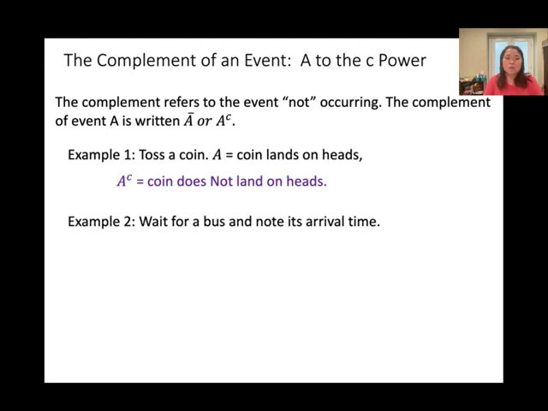Another example: wait for a bus and note its arrival time. We let the event A be the bus arrives on time. So what is the complement of A? The bus does not arrive on time. When you guys see finding the probability of something not, does not, or will not happen, you could think about the complement.